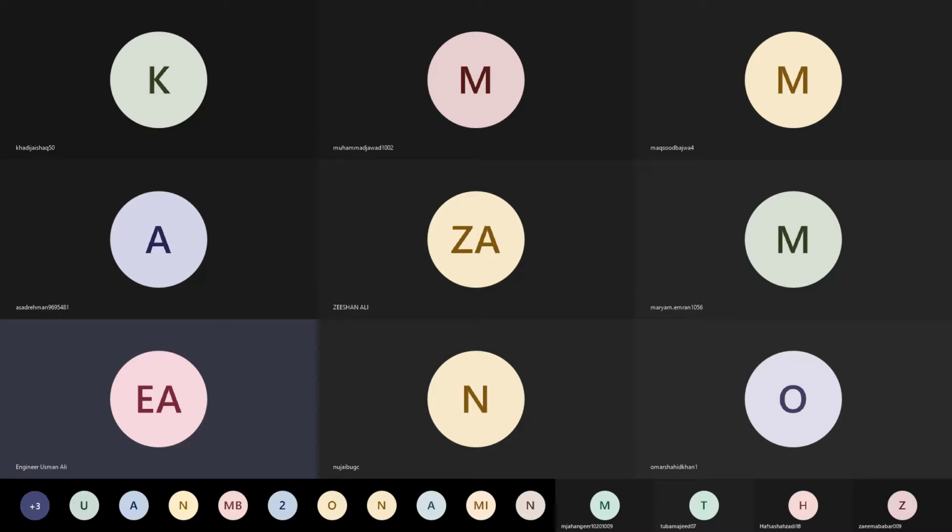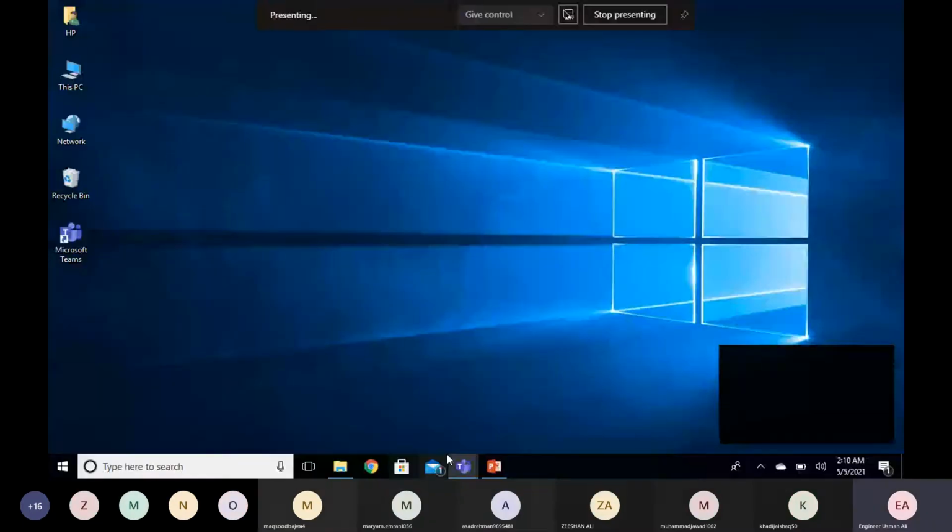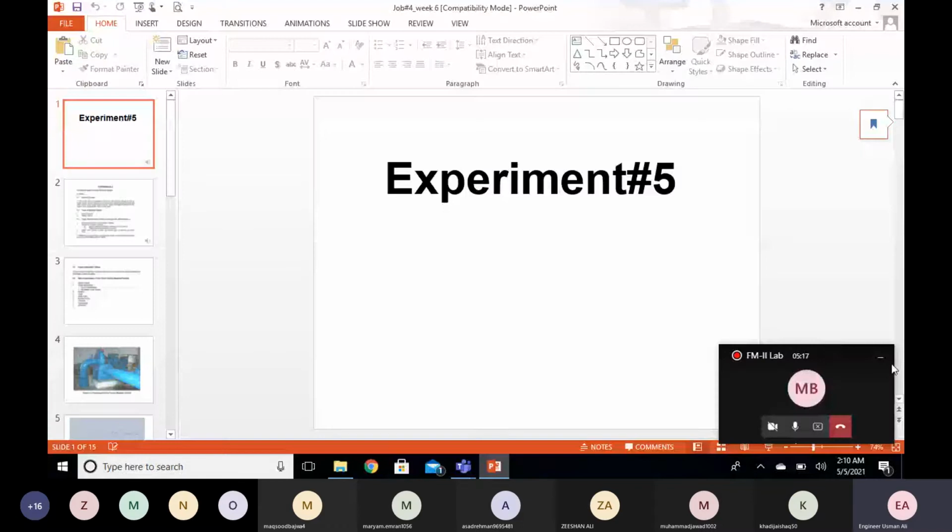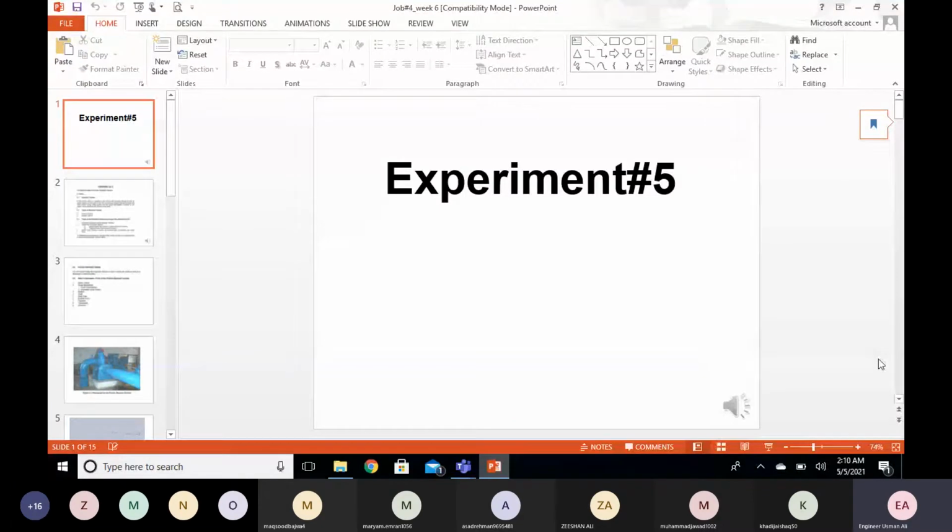Let me share the slide with you. Today we will discuss the next experiment, experiment number 5. I'm leaving experiment number 4 at the moment because that relates to the performance of the Pelton wheel. Maybe later, when you come on campus, hopefully you can perform it there. Otherwise, we'll discuss it at a later stage.